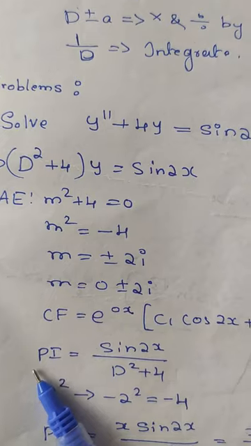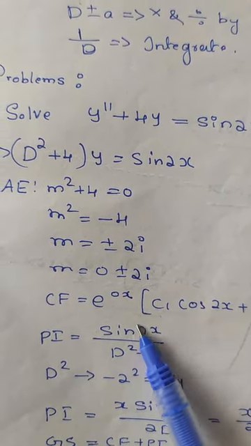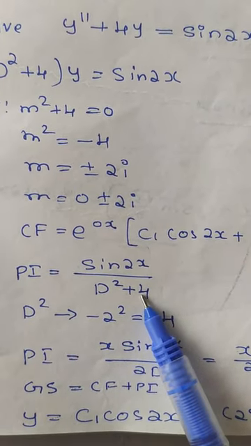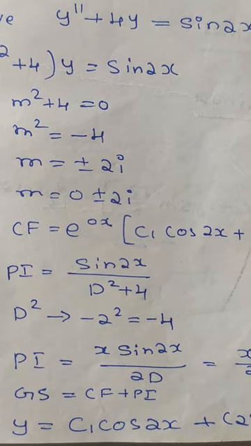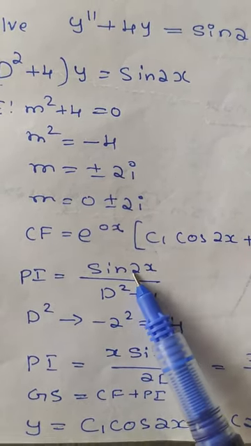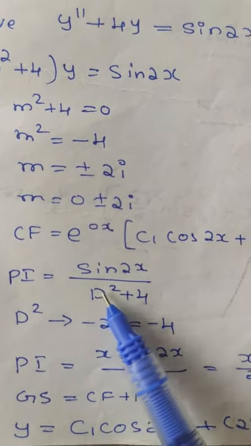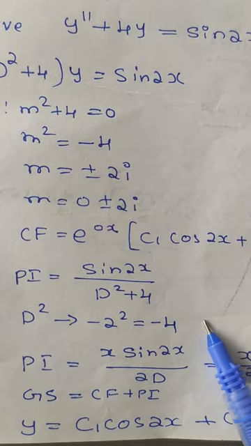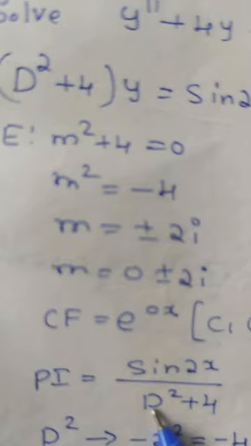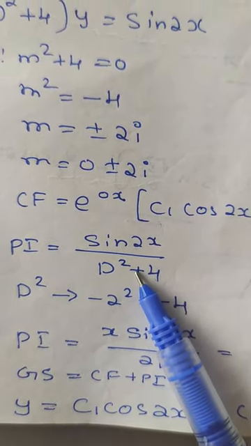Okay, now come to the PI. Sin 2x divided by D square plus 4. RHS function divided by f of D, D square plus 4. Now, according to the rule, you have to replace only D square by minus a square. What is a here? a is 2. a square is 4. We have to replace this D square by minus 4. Here, if we replace by minus 4, we get minus 4 plus 4 is 0. We get the denominator as 0.